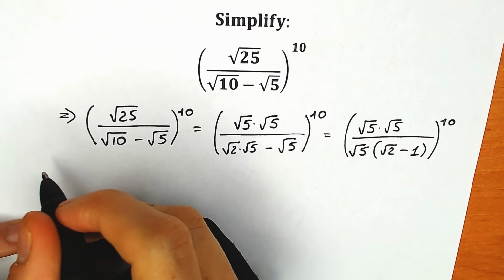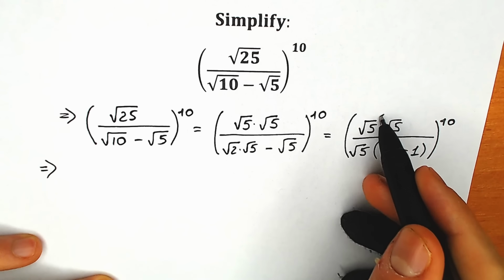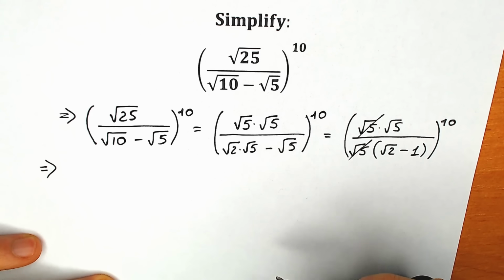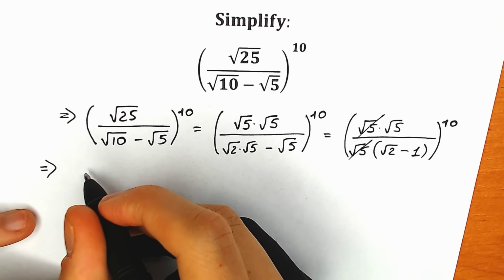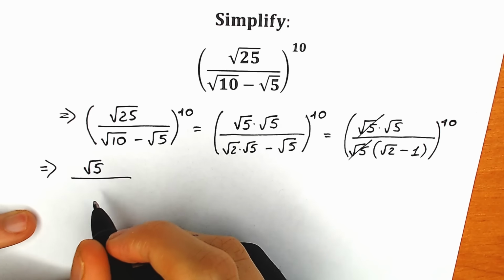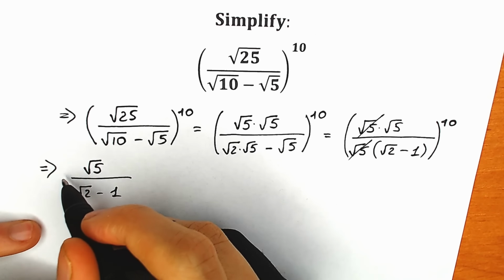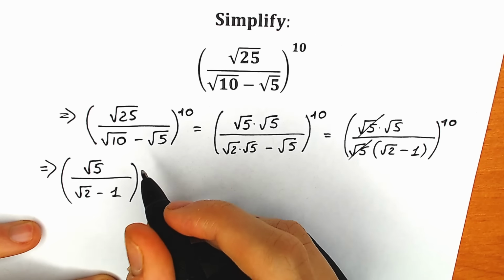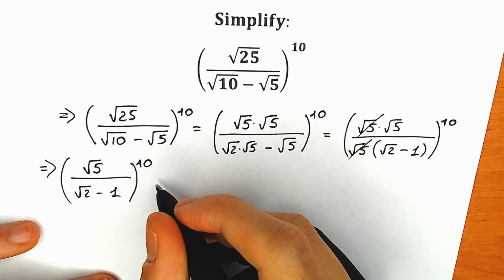Great, what are we going to do next? Right now, we can easily cancel this square root of 5. We can cancel one square root of 5 from the numerator and one from the denominator. As a result, we have square root of 5 in our numerator, and in our denominator, we have square root of 2 minus 1. And of course, all raised to the power 10. Great, what are we going to do next?